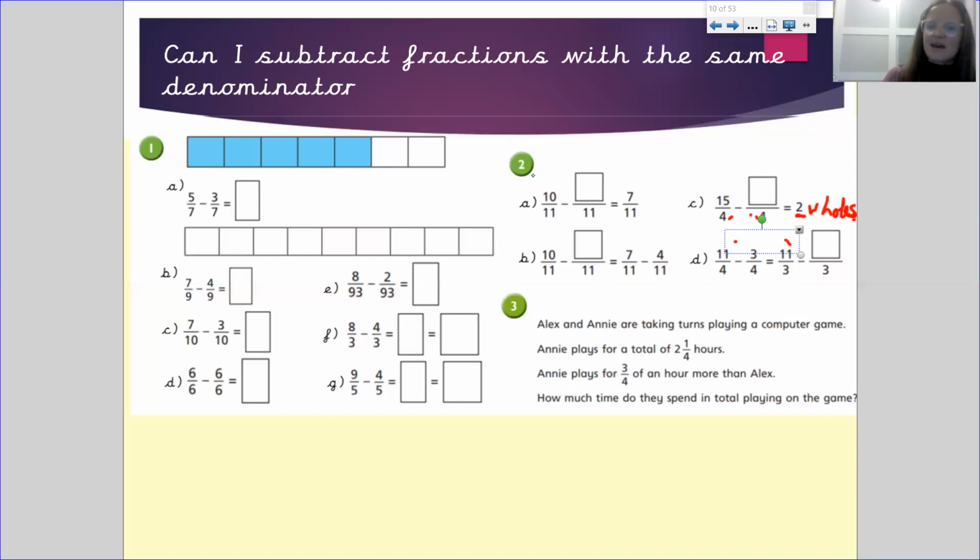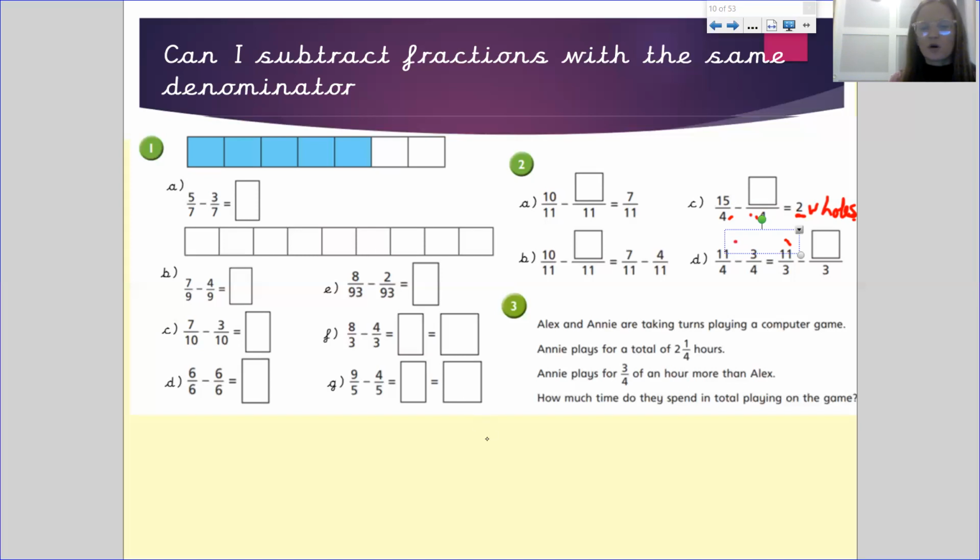Then the last question says, Alex and Annie are taking turns playing a computer game. Annie plays for a total of 2.25 hours. Annie plays for 3/4 of an hour more than Alex. How much time do they spend in total playing the game?